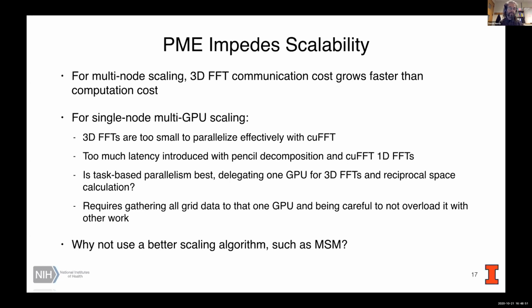Also, too much latency is introduced with an attempt to just do our own pencil decomposition and employ cuFFT across 1D FFTs. So it looks like task-based parallelism here might be best, as far as delegating one of the GPUs for the 3D FFTs and the reciprocal space calculation. However, doing that will require gathering all the grid data to that one GPU and then being careful not to overload that GPU with other work. So then, of course, the question is, why not use a better scaling algorithm such as MSM?